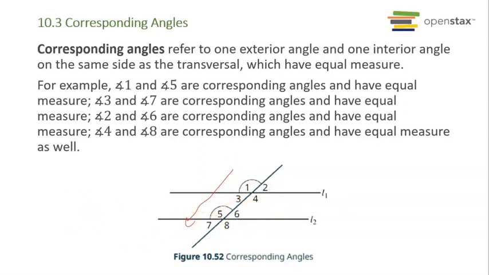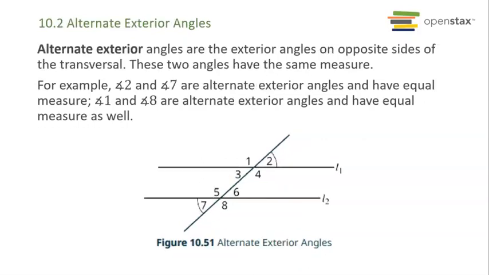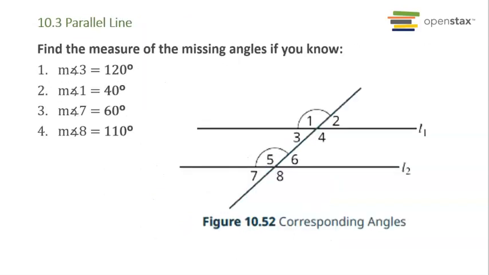There's also alternate exterior angles. Alternate, opposite sides of the transversal, exterior, because you're on the outside of the parallel lines. So if I know one, any one of them, interior, exterior, alternating, corresponding, it doesn't matter. I know them all.